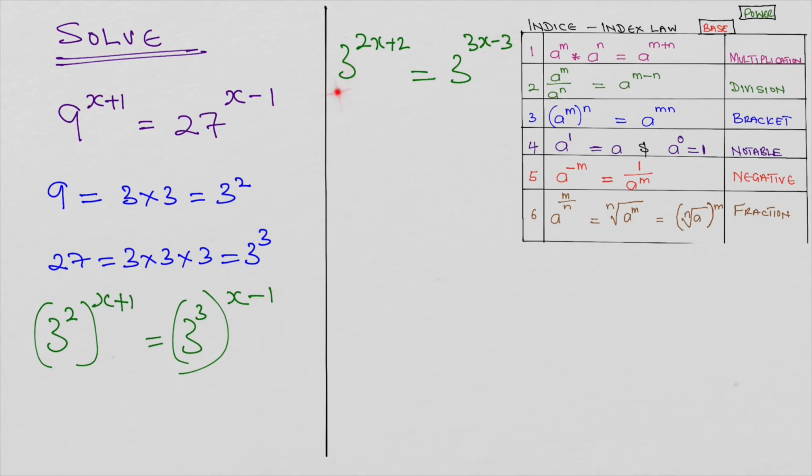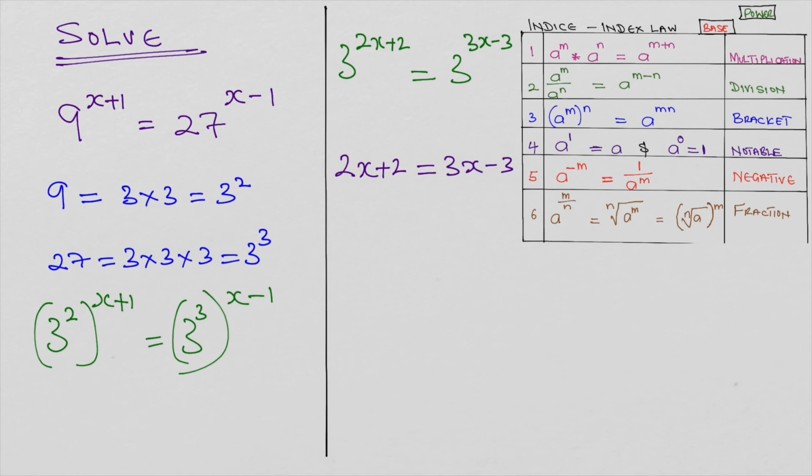Because the bases are the same and there's an equal sign between them, their powers will be equal. Therefore, we're going to have 2x plus 2 equals 3x minus 3. Now I need to collect like terms. I'm going to move the 2x to the other side and minus 3 to the other side here. When I move them, the signs will change.